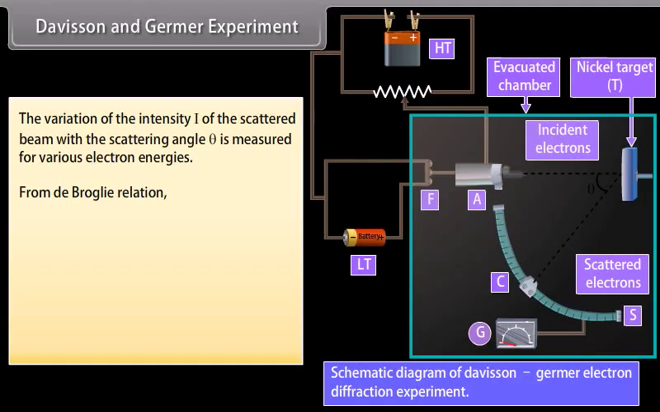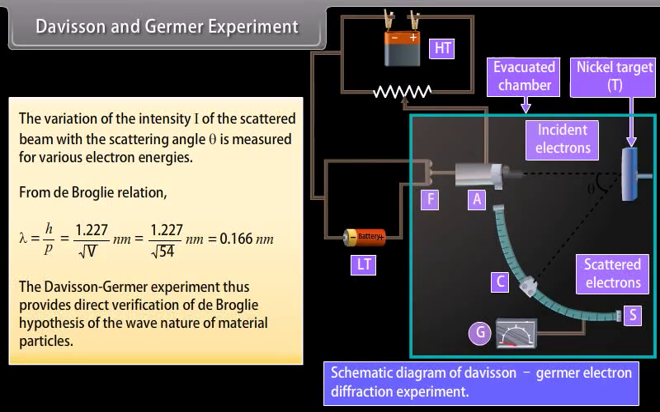For these electrons accelerated through a potential difference of 54 V, lambda is equal to h by p, which equals 1.227 by square root of V nanometer, which is equal to 1.227 by square root of 54 nanometer, which equals 0.166 nanometer. The Davisson-Germer experiment thus provides direct verification of de Broglie hypothesis of wave nature of material particles.